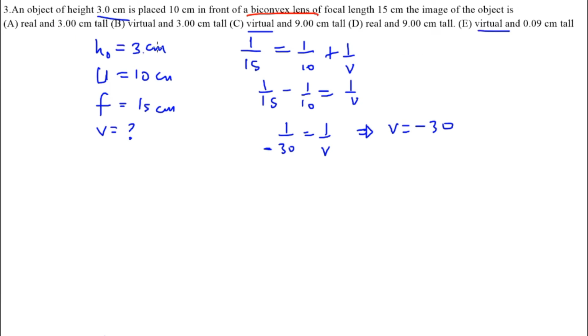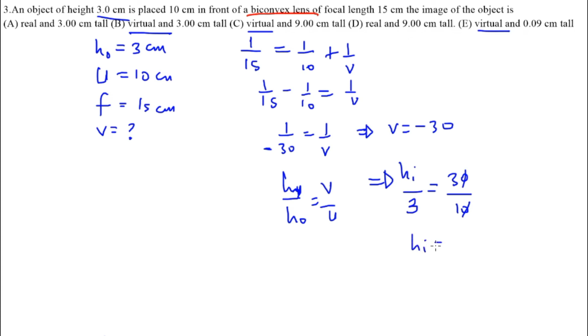Now to know the tallness, that is the height of the image, I need to consider the magnification formula, which is h_i upon h naught equal to v upon u. And of course h_i is what we are looking for, the image height. The object height is 3 and v is 30 centimeter, then u is 10 centimeters. So I'll have something of this nature. That means image height is 3 times 3, 9 centimeter. Alright, so I have it 9 centimeter tall.